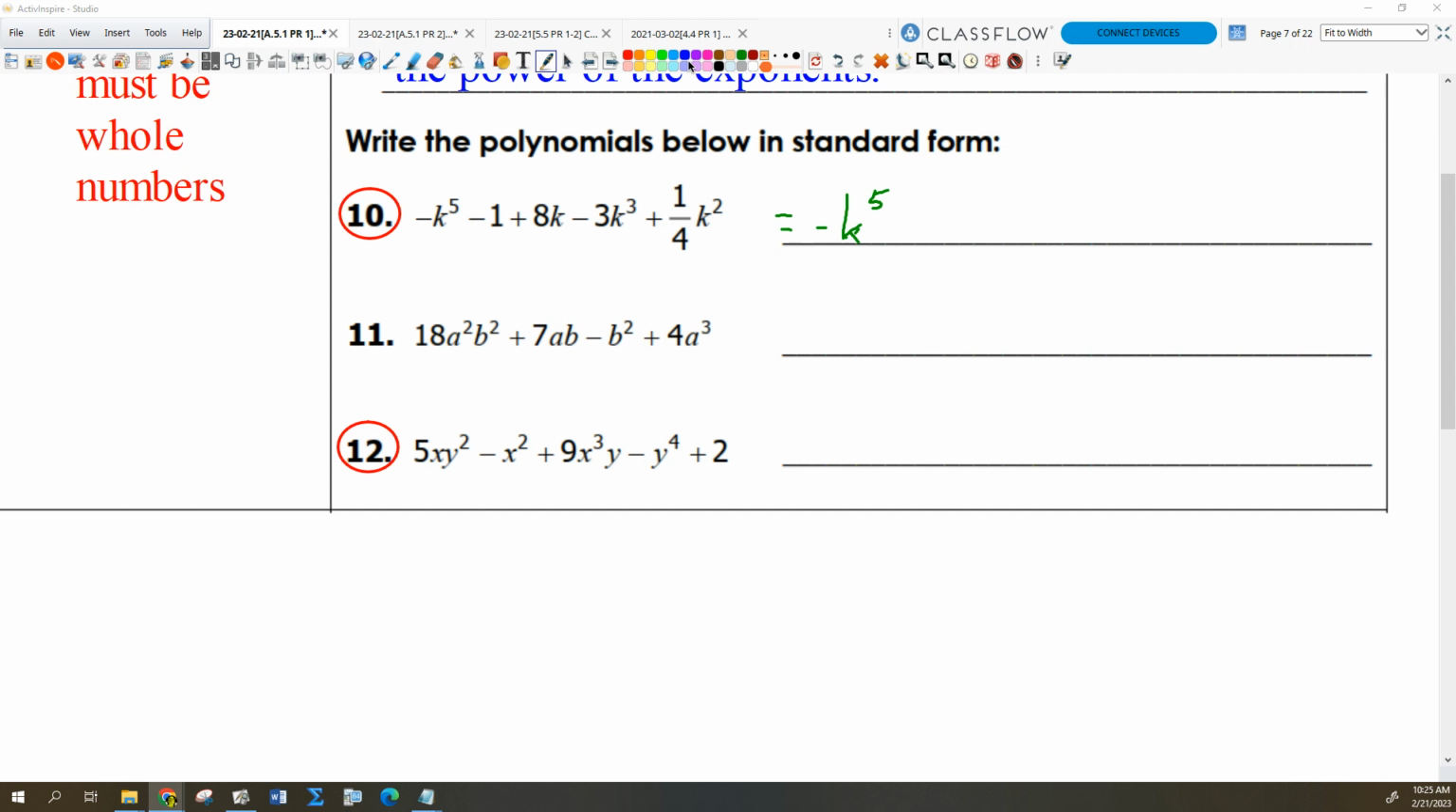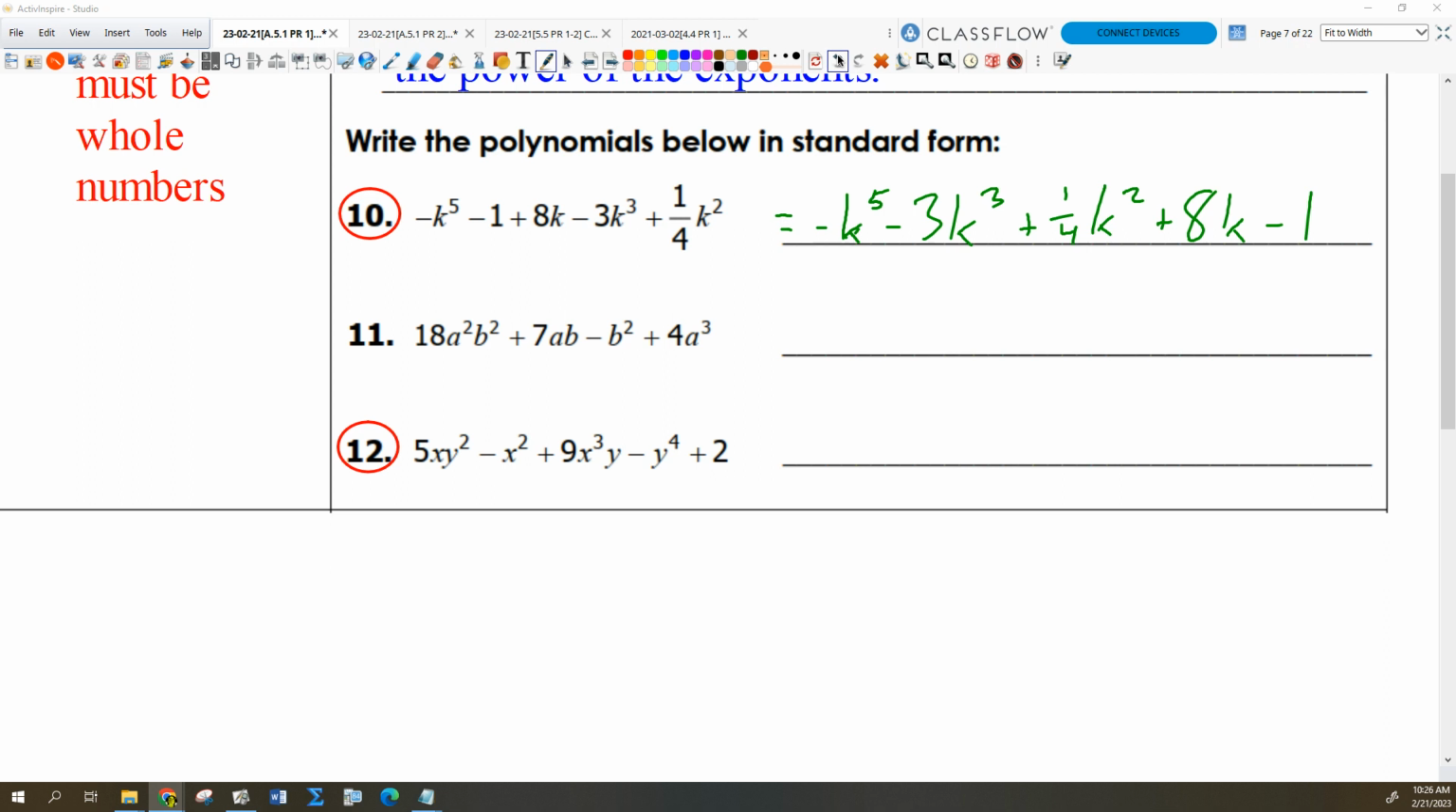Kyler, what comes next? Minus 3k cubed, right? That's what you meant? And then what's next, everybody? There you go. 1/4 k squared. And then what, 8k? And what comes last? Yeah, the constant, because the constant is really k to the 0 power, if we remember the 0 power of exponents. Oops, minus 1. Okay, so there it is. There's our polynomial in standard form.